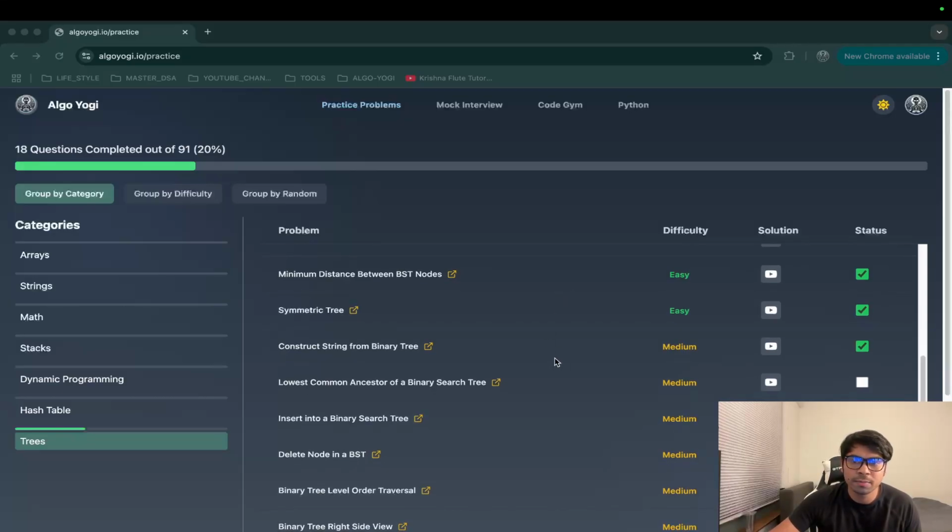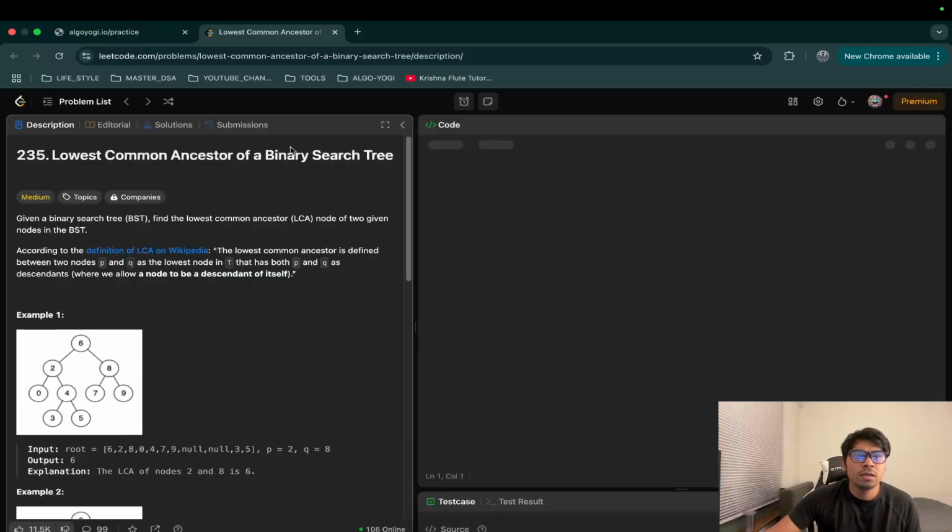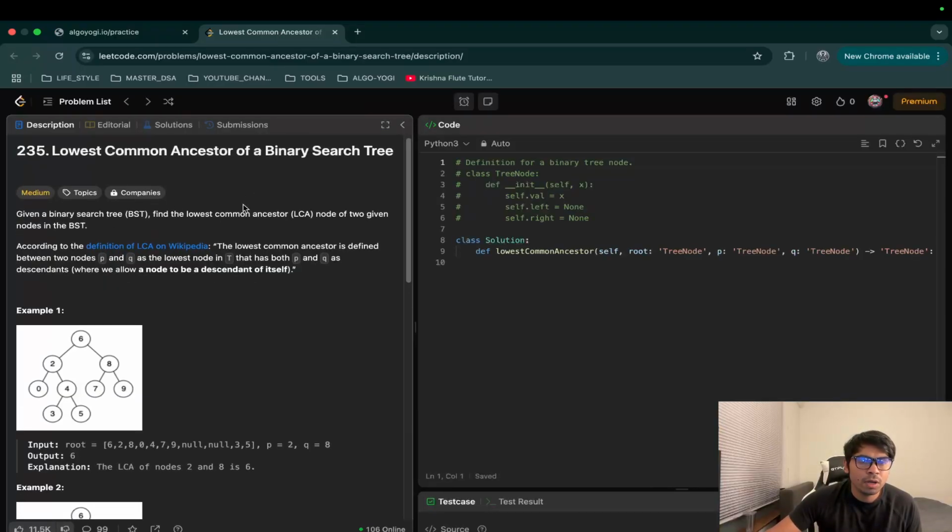We have started solving the medium problems, and our next medium problem is lowest common ancestor of a binary search tree. Let's go over the problem description. Given a binary search tree, find the lowest common ancestor node of two given nodes in a BST. I'm sure you guys already know what a lowest common ancestor is. That is, given two nodes of a tree, we need to find their common ancestor.